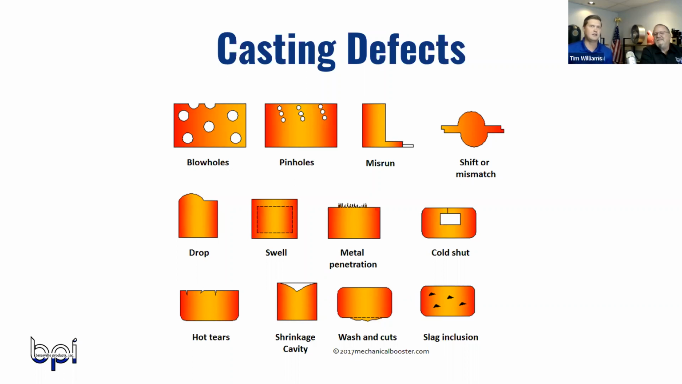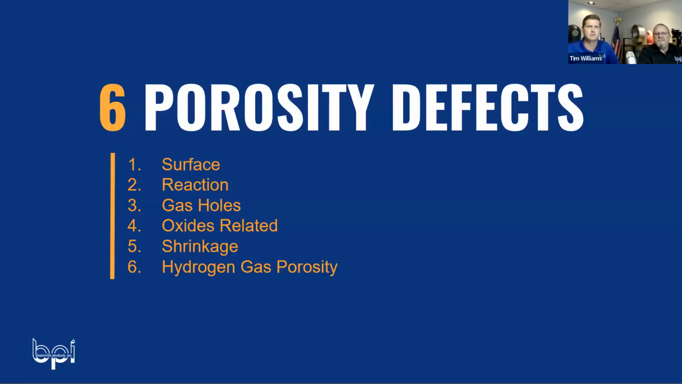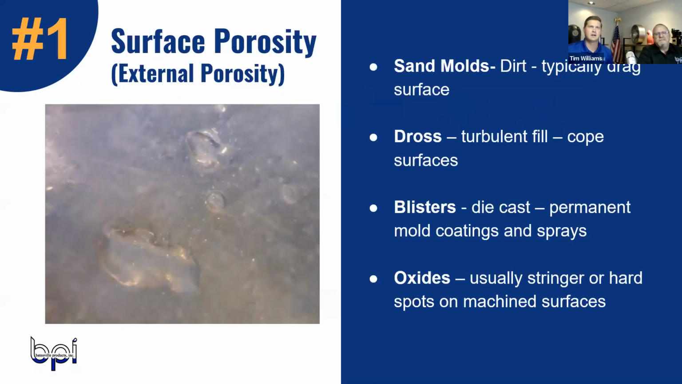So first slide here is really showing a number of the casting defects that you could see across different types of casting processes. And really just wanted to put this here for ideas that everybody can kind of reference or look at when they're looking at castings in-house, or maybe looking at a possible issue that they're running into. But today, mainly the 6 things that we want to go over and talk about with the panel we have here are really these 6 porosity defects. So first and foremost, the surface porosity, we have reaction porosity, gas holes, oxide related porosity, any kind of shrinkage or hydrogen gas porosity. So with that, let's jump in here.